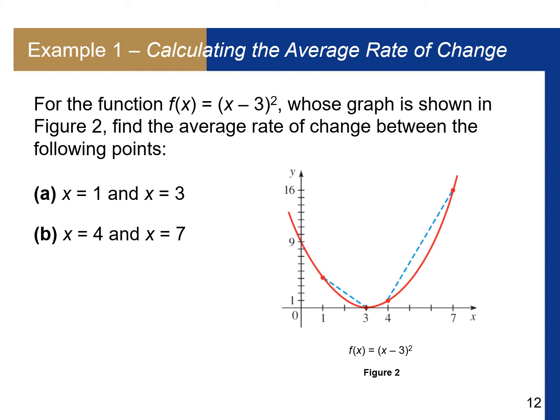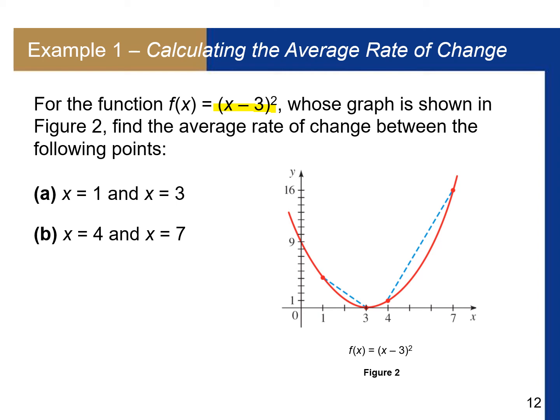So recognizing this function right here, you have something to the second power. So this parent function would look like a parabola. Notice the minus 3. All that did was take that parabola point and move it over to 3. And we're going to study those transformations more in the next section.